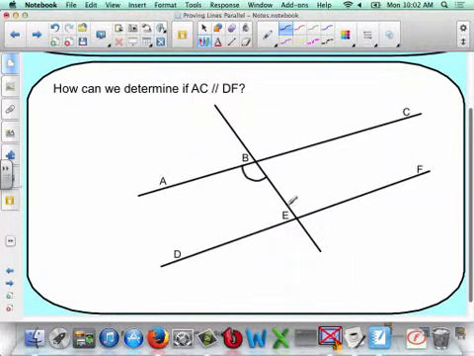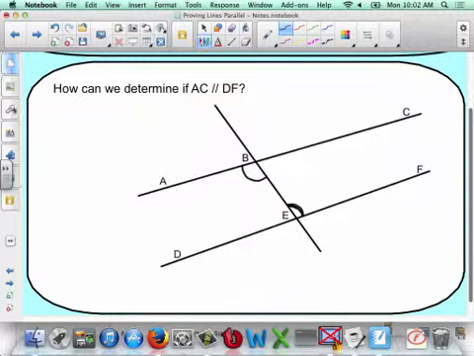Yep, FEB. Okay. And what am I trying to verify here? What am I trying to verify about the measures of these angles? If they're the same. And if they're the same, then therefore the lines must be parallel.